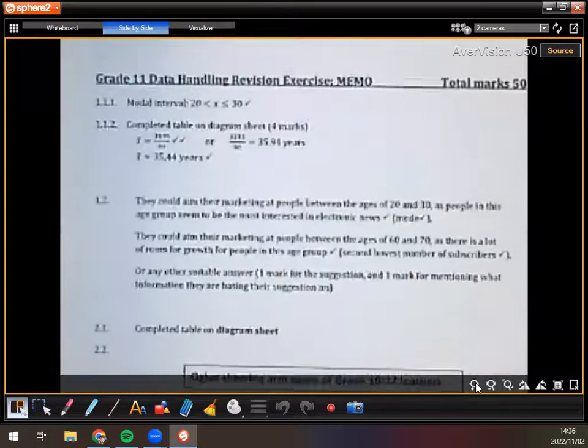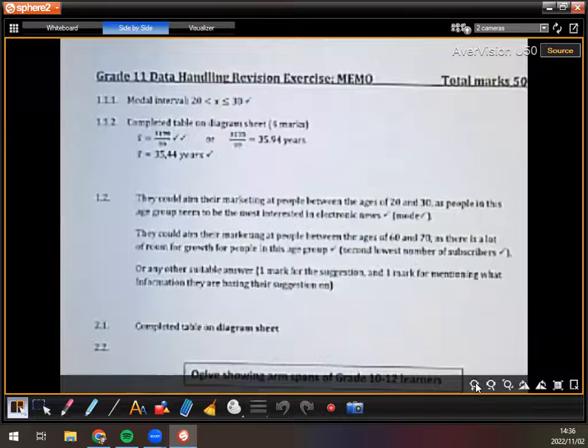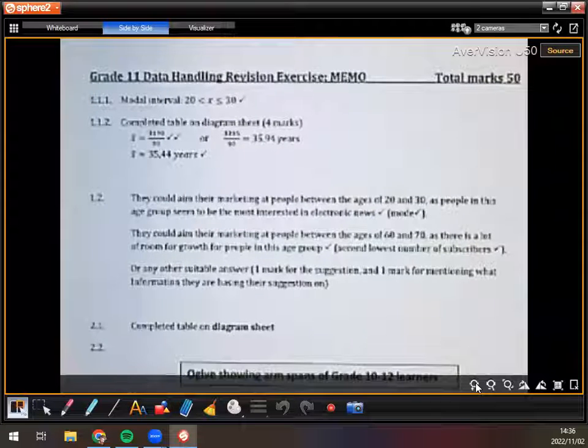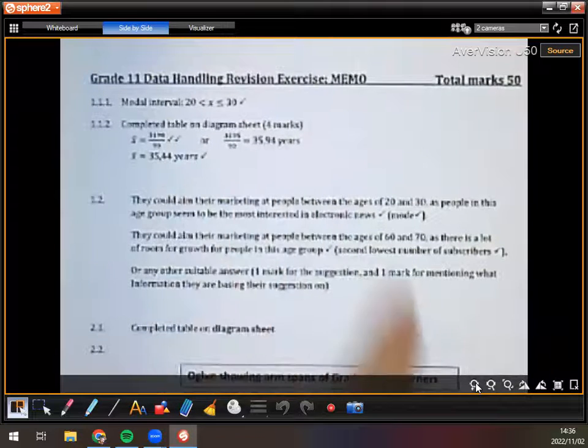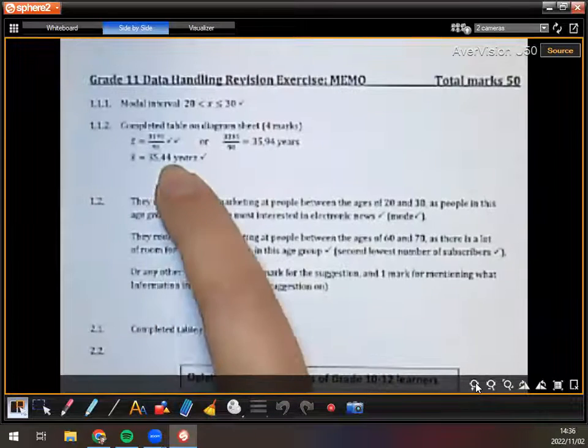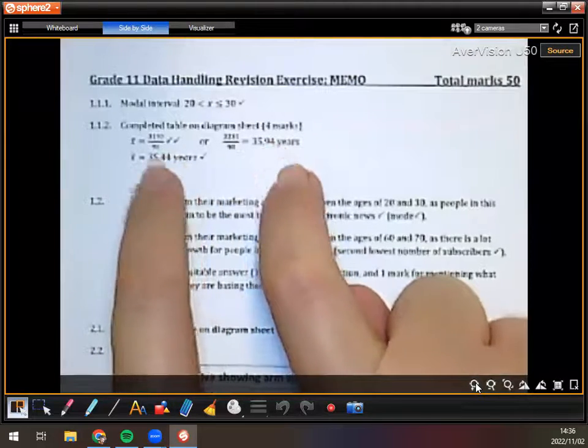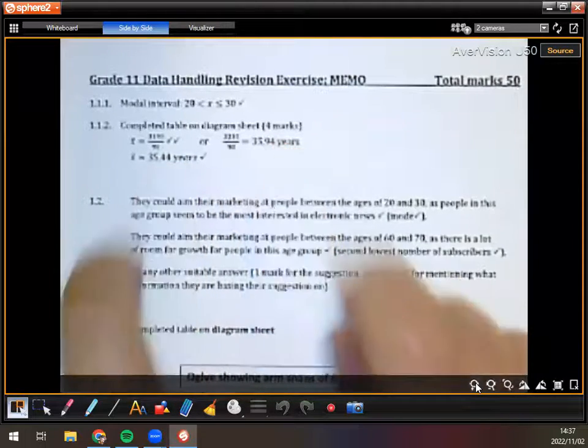Just quickly, the actual calculations. The modal interval was 20 to 50. I'm pretty sure everyone got that. For the estimated mean, I think everyone got that as well. That is working with your answer. So now it depends on whether you saw it as discrete or continuous. I can't remember now which one goes with which, but you either got 35,44 or 35,94. Right? You would have gotten 3 marks for either of those 2 answers.